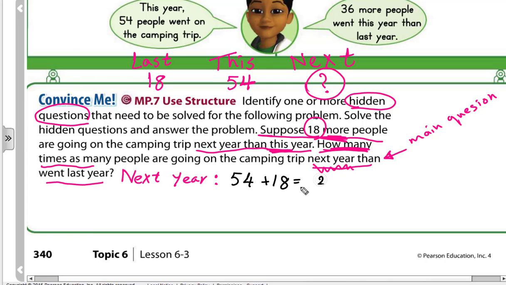12. Write 2 and carry up 1. 1 plus 1 equals 2. 2 plus 5 equals 7. So it's 72. So here I will write 72. This is the number of next year.